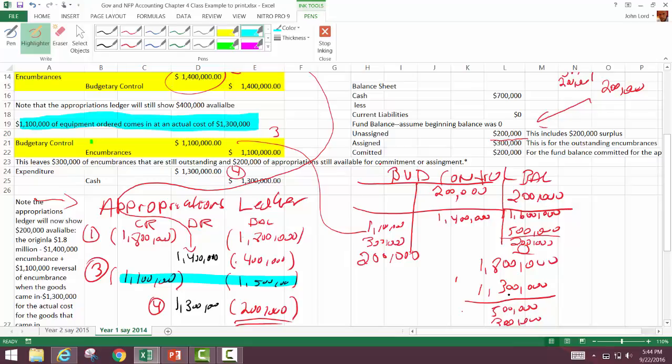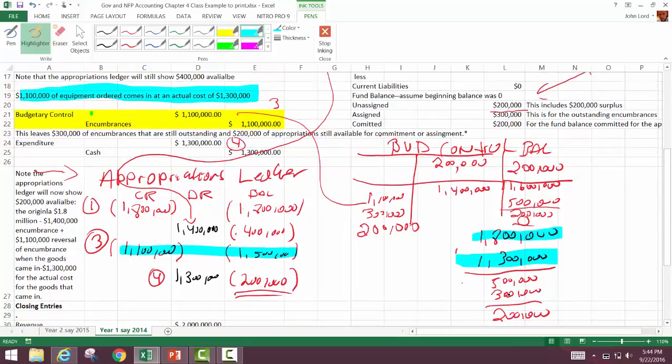We started out with how much? 1.8. We start out with 1.8. We just did what? We just spent 1.3. We still have what? We have this 500,000, but we still have 300,000 that still is going to come in from that original order, because we originally ordered 1.4, and so far we've only gotten what? 1.1 of that amount, haven't we? So we still have 300,000 that's going to come.